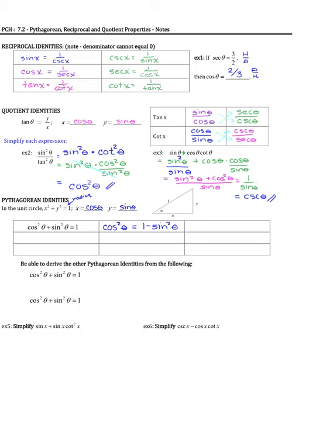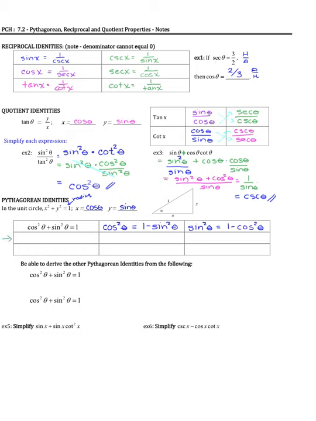If I isolate my sine squared, then this equals 1 minus cosine squared. So when I'm doing an identity, anytime I see something squared and a 1, I look to see if it goes with one of my Pythagorean identities. Now, we are going to ask you then to derive the other two. There are two more, and it's really easy to derive them.